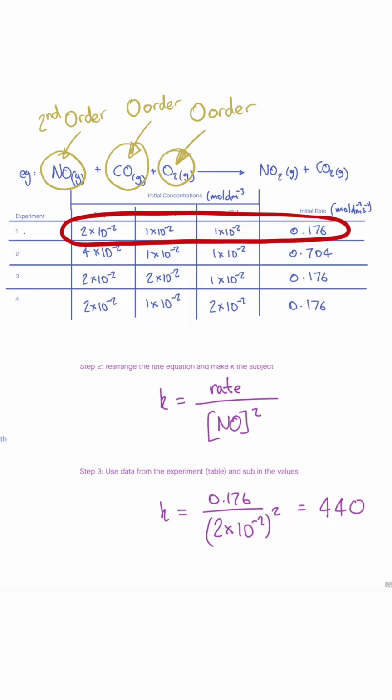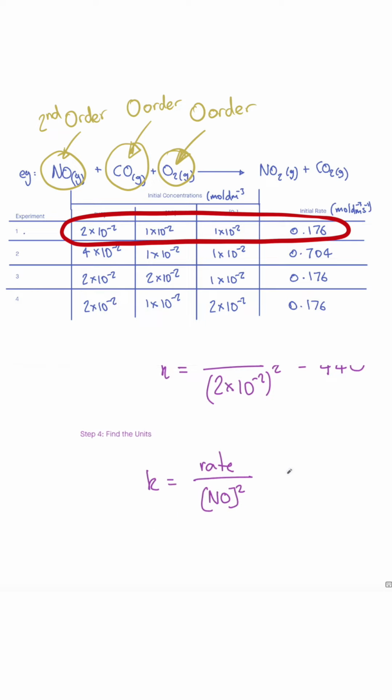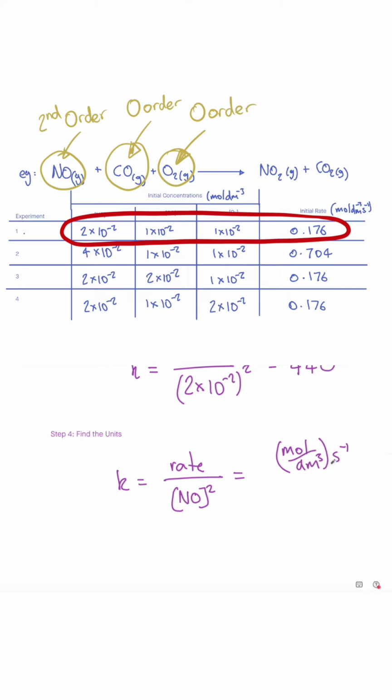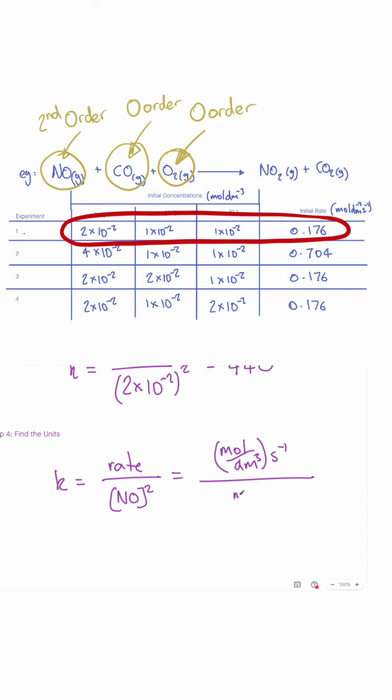As the units of K are different for every reaction, our fourth step would be to find the units of K. To do this, we use the rearranged equation and we sub in the units for rate and concentration. So at the top, the units for rate is moles per dm cubed, seconds to the minus 1. We can group the moles per dm cubed together to make it easier to cancel out. And at the bottom, we have a concentration squared, so that would be moles per dm cubed squared.